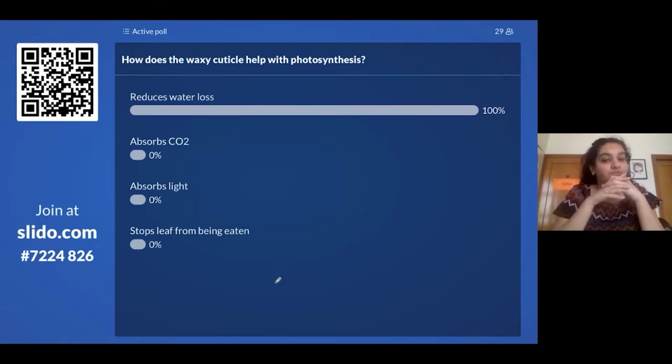Just work through it. So the waxy cuticle is the topmost layer, as you saw in that diagram. So it's right at the top. When you see a leaf, usually the top feels quite smooth, and that smoothness is from the waxy cuticle. It's made of wax. So what do we think that might do? Use the name to give you some clues.